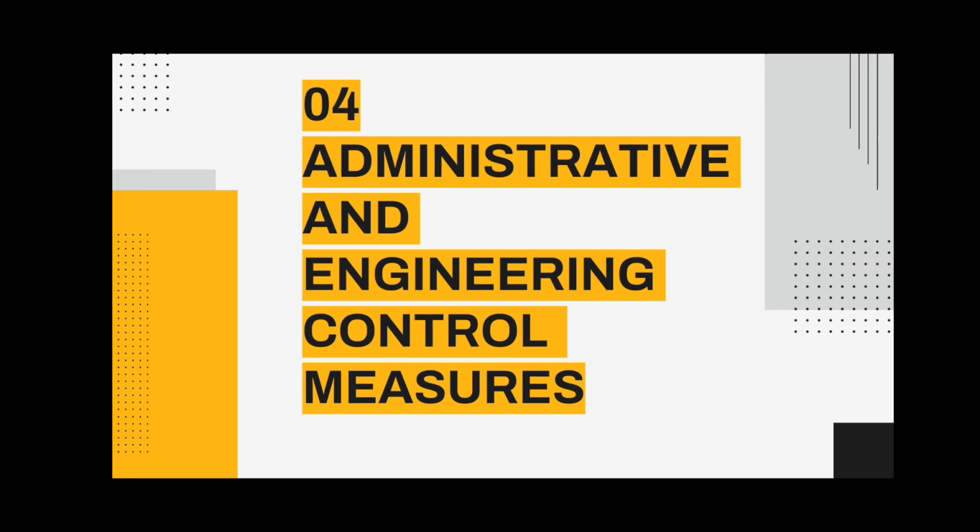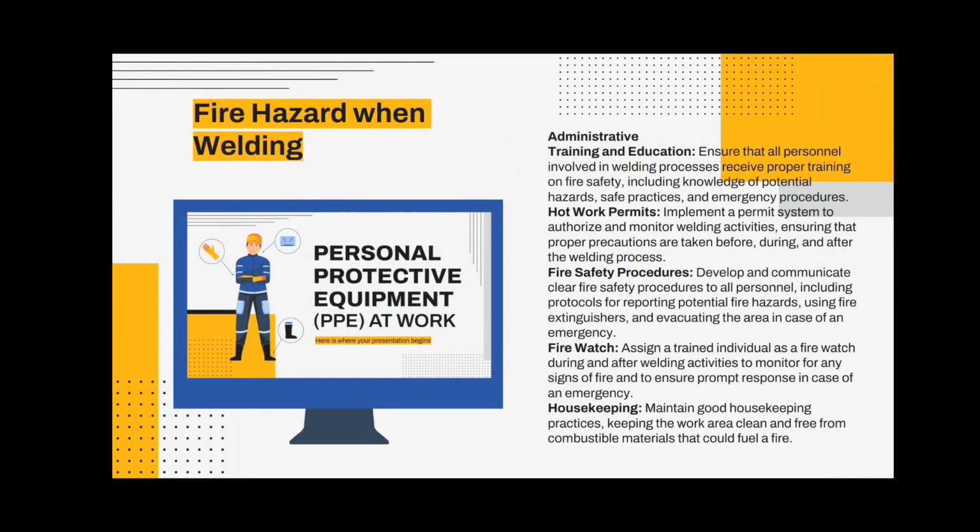This is our last content in this presentation, which is administrative and engineering control measures. First, I would like to talk about administrative measures for fire hazard when welding. The first one is training and education. The second one is hot work permits. And the third one is fire safety procedure.